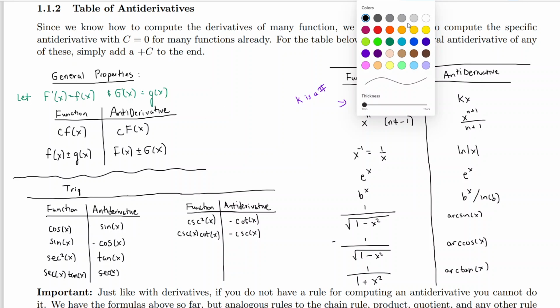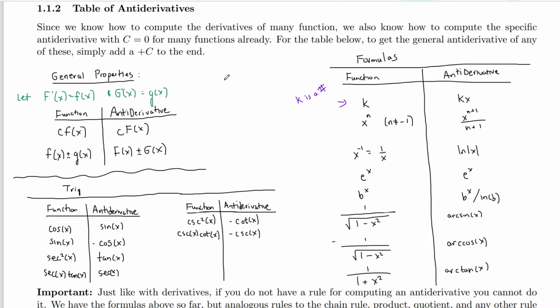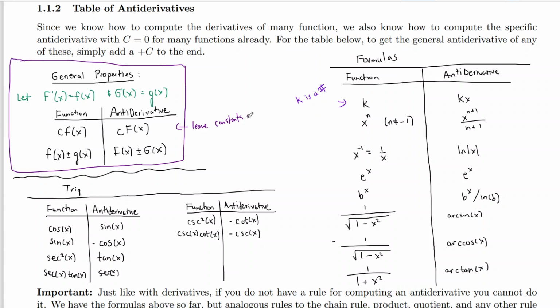Now, in the upper left-hand corner, I have the general properties. There's two of them, but they're the same general properties of derivatives. And it's probably been so long since we specified them that maybe you haven't thought about them for a while. But these two properties say that if you want to do the antiderivative of a number times a function, you just leave the number alone. So we leave constants alone as long as they're multiplying a function.